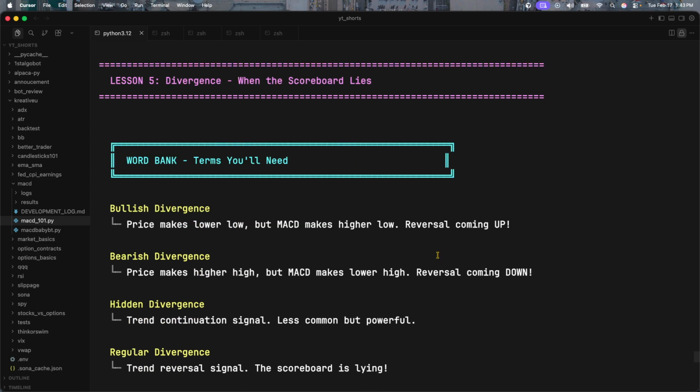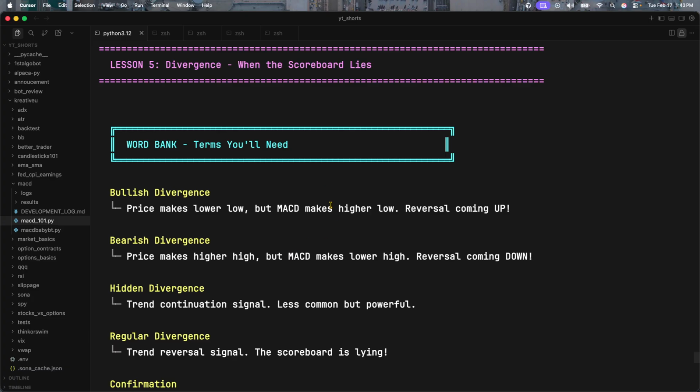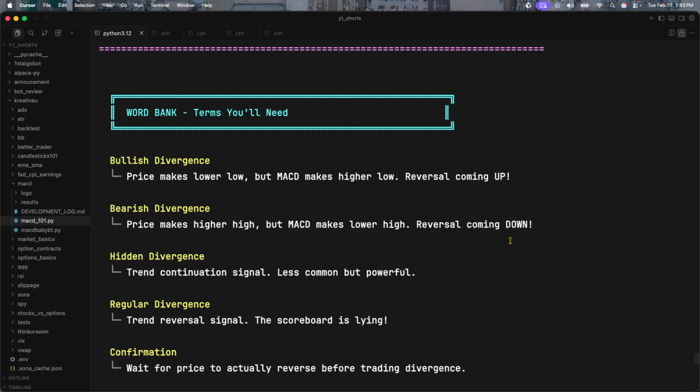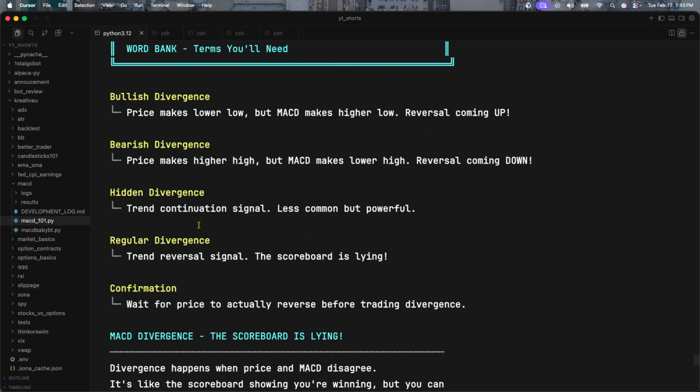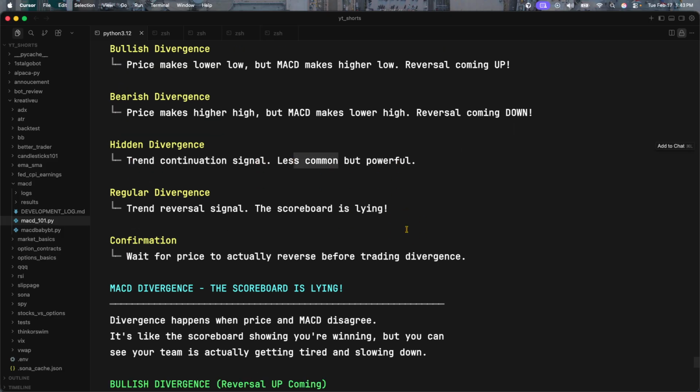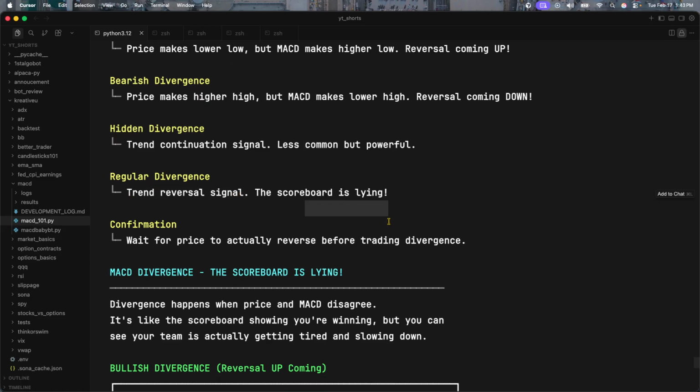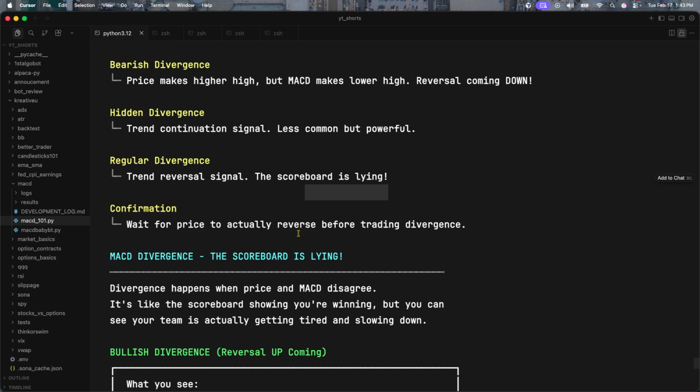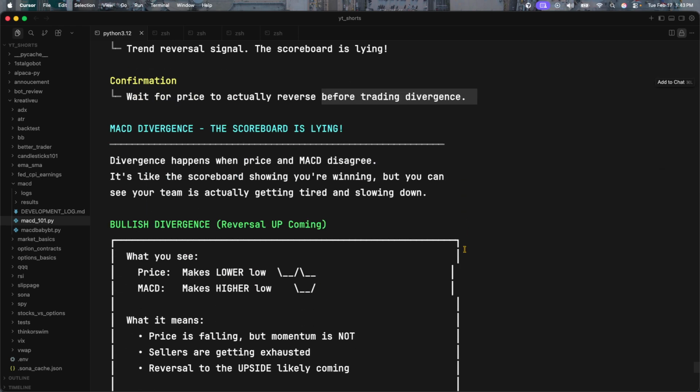A bullish divergence is when the price makes lower lows, but MACD makes higher lows, reversal coming up. A bearish divergence is when the price makes higher highs, but MACD makes lower highs, reversal coming down. Hidden divergence is a trend continuation signal, less common but powerful. A regular divergence is a trend reversal signal. The scoreboard is lying. And then confirmation is we're going to wait for the price to actually reverse before trading.